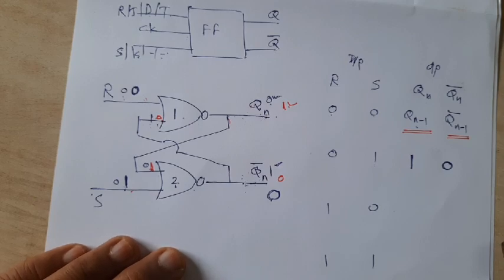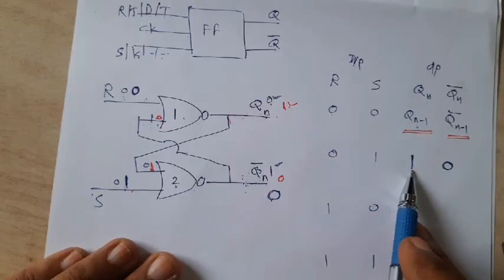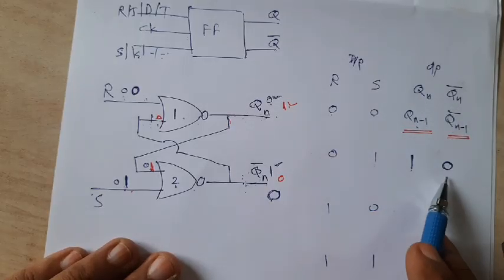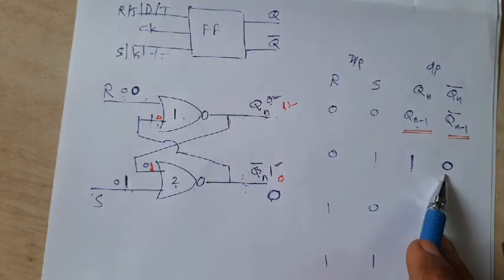Right? It will not depend on the previous value. It will be forced to be equal to 1. Qn is forced to be equal to 1 and Qn bar is forced to be equal to 0, irrespective of the previous value. Right?